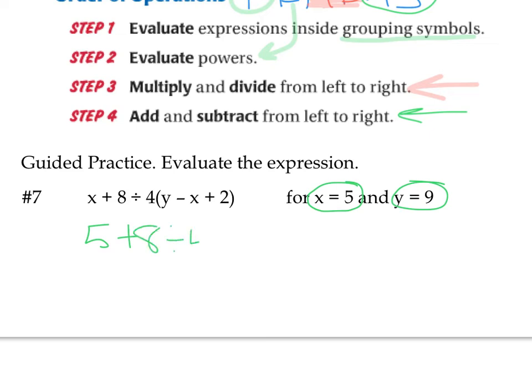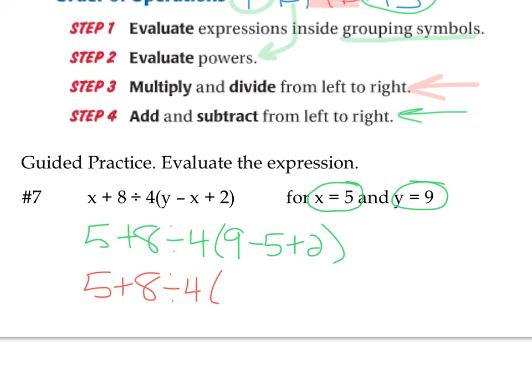The rest of the expression is not going to change, and every y with a 9. And now we need to follow order of operations. So that would start out with the part that's grouped together, grouping symbols. Our parentheses here are grouping symbols. So 5 plus 8 divided by 4, and then in parentheses 9 minus 5.